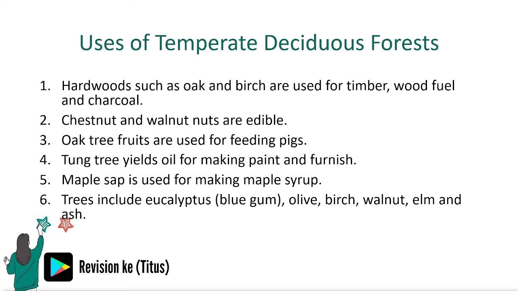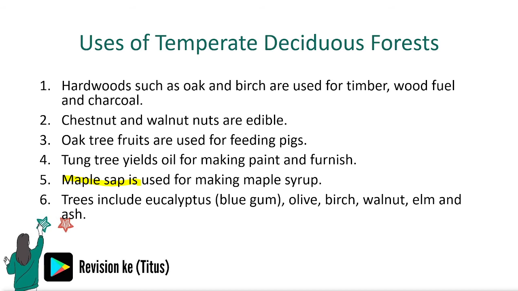Oak tree fruits are used for feeding pigs. Chestnut and walnut nuts are edible. We have trees that include eucalyptus. And you can see maple sap is used for making maple syrup.